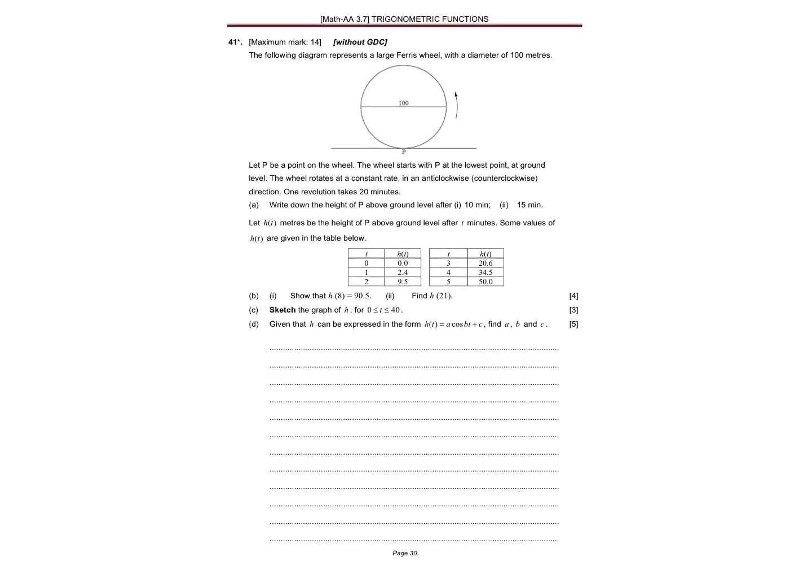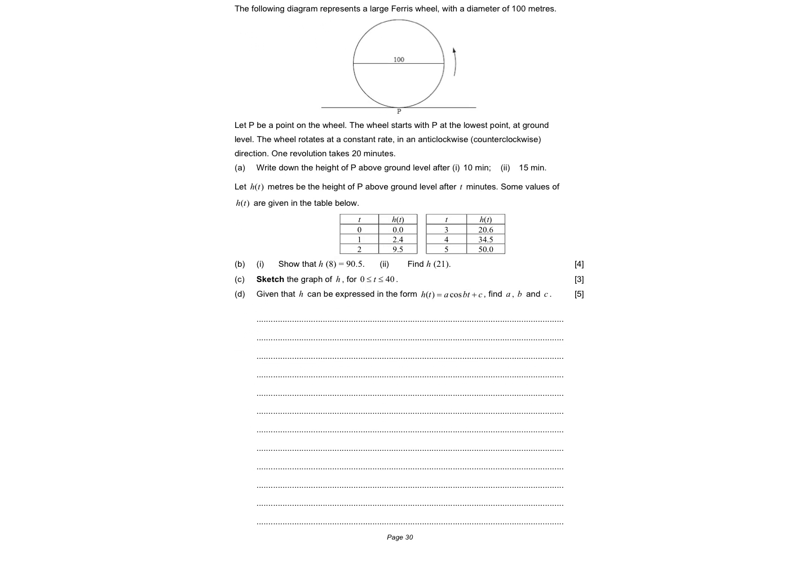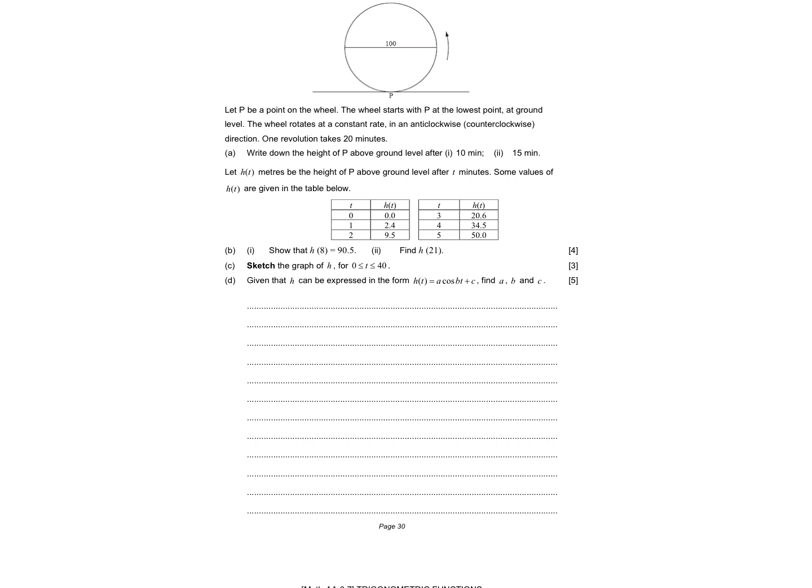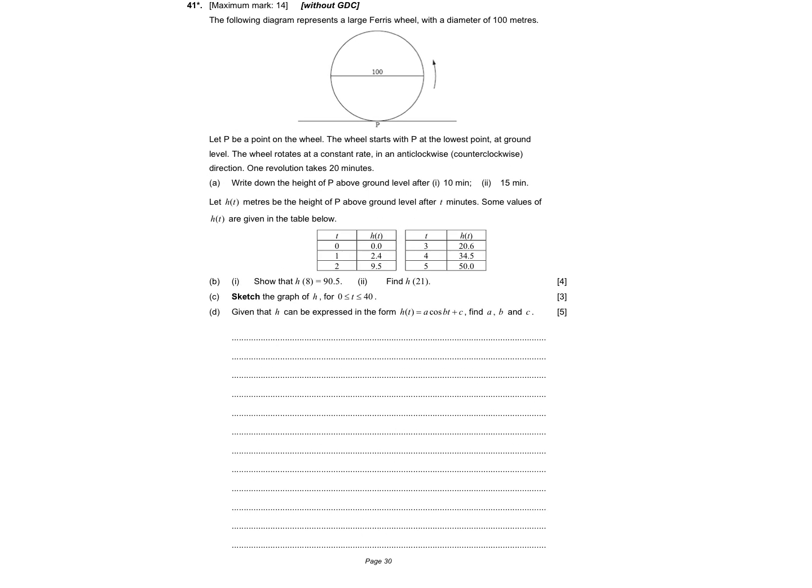All right, the following diagram, there's a large Ferris wheel, diameter 100. P at the lowest point, wheel rotates at a constant rate anti-clockwise. 1 revolution takes 20 minutes. Write down the height of P after 10 minutes. So that's going to be at 100 because it takes 20 minutes to go all the way around. So at 10 minutes, it's up here. At 15 minutes, it's just at 50. Half of 100. So that's A.